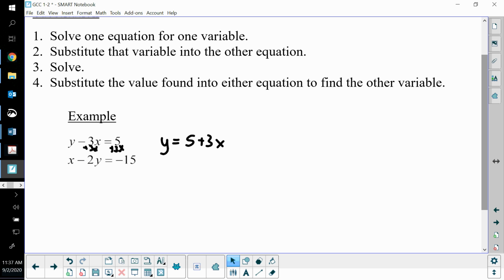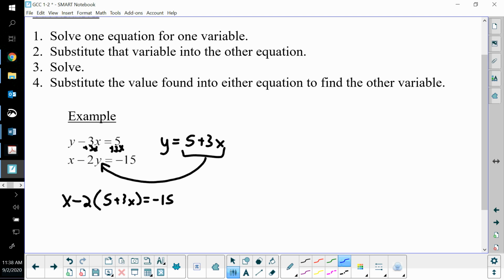So now what we'll do in the second equation is the 5 plus 3x is going to be substituted in for y. So we're going to have x minus 2 and then start a parenthesis because what we're subbing in has multiple terms to it. Each term is separated by addition or subtraction. So 5 is one term, 3x is another term. So we have 5 plus 3x, and then that equals the negative 15.